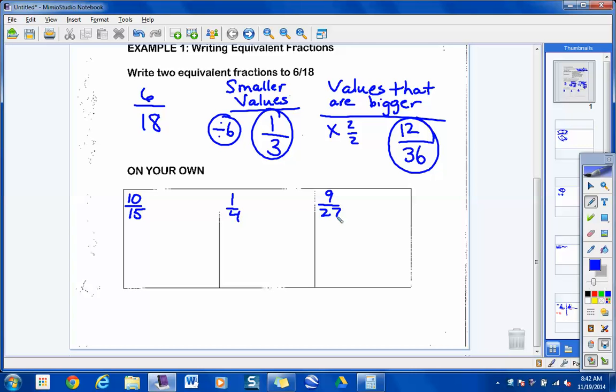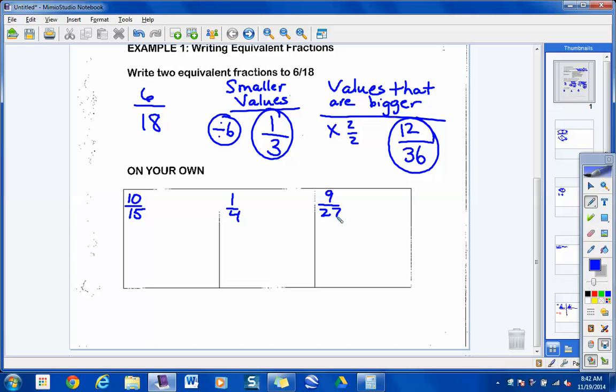Okay. Guys, let's just talk about the first one right here. 10 over 15. I need to write an equivalent fraction to 10 over 15. So name me an operation I could do to the 10 and the 15. Both the same. All right, you're saying divide by 5. Mason, why are you saying divide both by 5? Because there's a 0 and a 5.